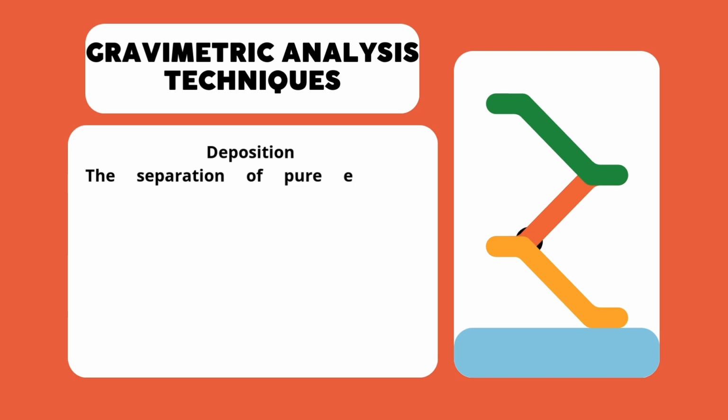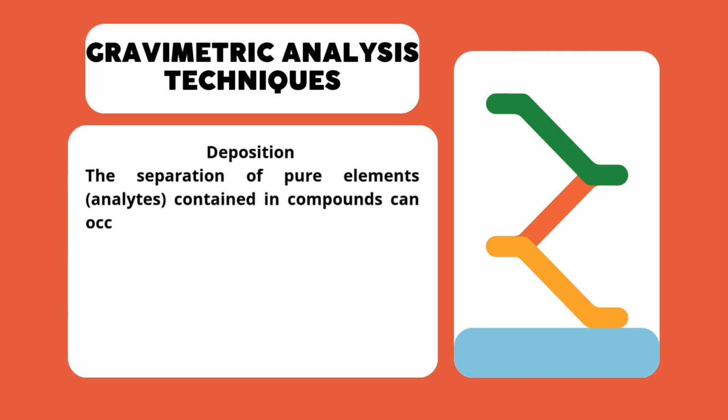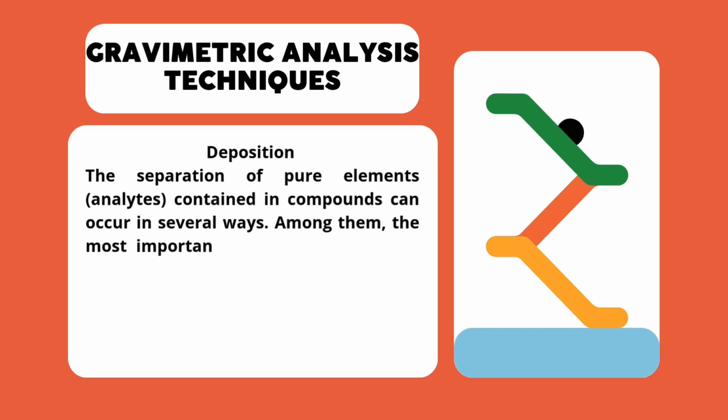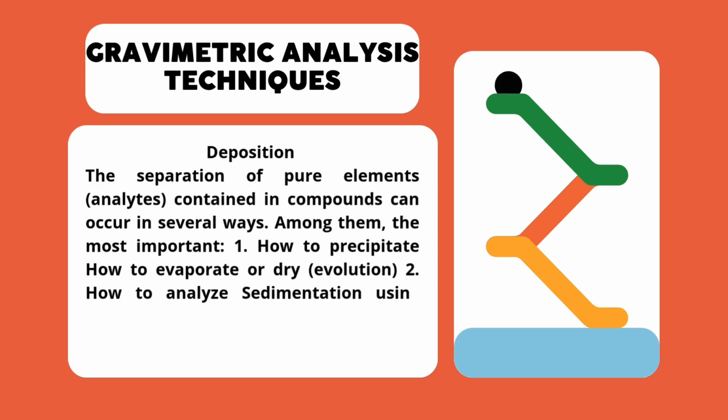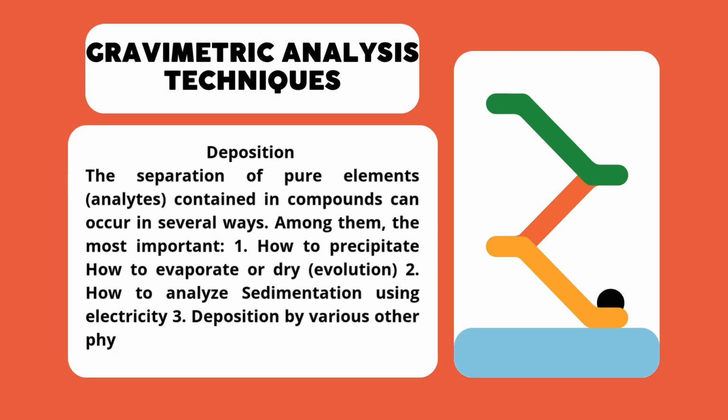Gravimetric analysis techniques. Deposition. The separation of pure elements or analytes contained in compounds can occur in several ways. Among them, the most important: 1. How to precipitate, how to evaporate or dry evolution. 2. How to analyze sedimentation using electricity. 3. Deposition by various other physical means.